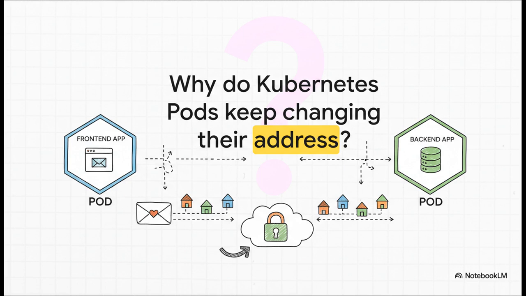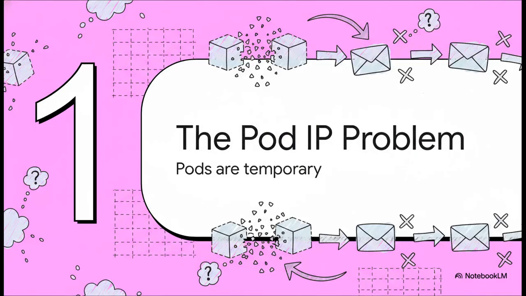So, to really get what a service does, you've got to start with the problem it's built to solve. Imagine you've got your front end and your back end apps running in pods. They need to talk to each other. But how? It's kind of like trying to send a letter to a friend who moves to a new apartment every single day. How would that letter ever find them?